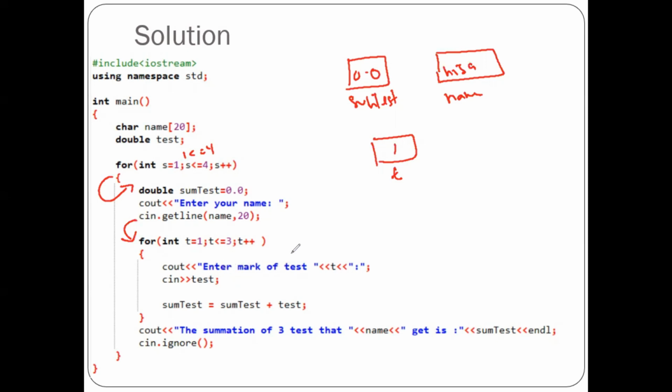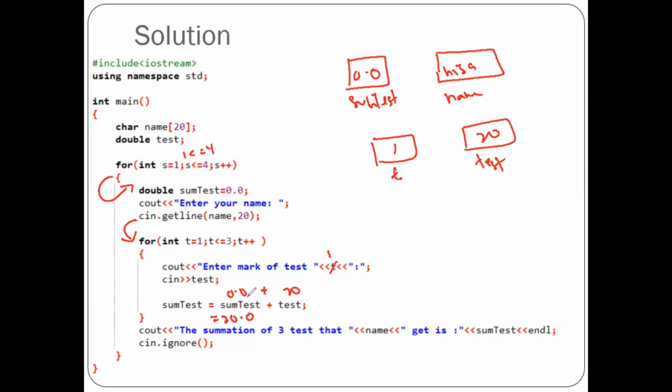If yes, this statement will display to the user. It asks the user to enter the mark of test 1. Okay, test 1. So in the memory of test, for example, Nisa got 20 marks. Oh, so bad. Okay, for the first test, she got 20. Next we have sum test equals sum test plus test. The value of sum test right now is 0.0. So sum test equals 0.0 plus what? Plus 20. So calculate, and sum test is 20.0.